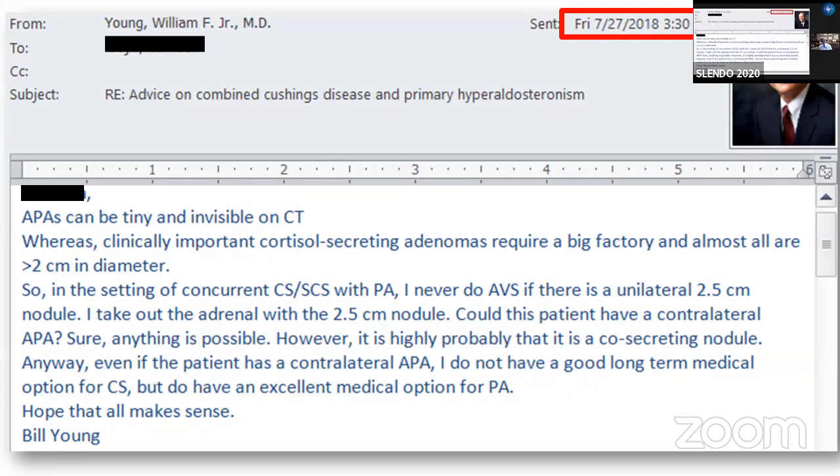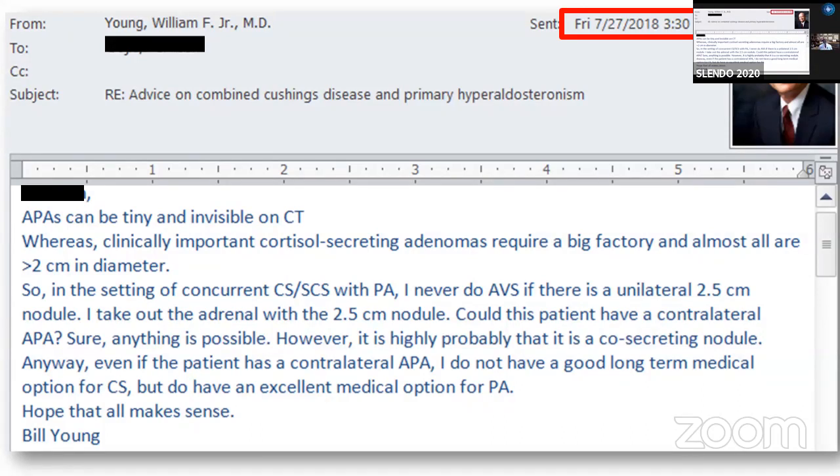So in the setting of concurrent Cushing's, subclinical Cushing's, and primary ALDO, I never do AVS if there's a unilateral 2.5 centimeter nodule. It can only be that nodule. I take out the adrenal with a 2.5 centimeter nodule. Could this patient have a contralateral APA? Sure, anything's possible. However, it is highly probable that it is a co-secreting nodule.